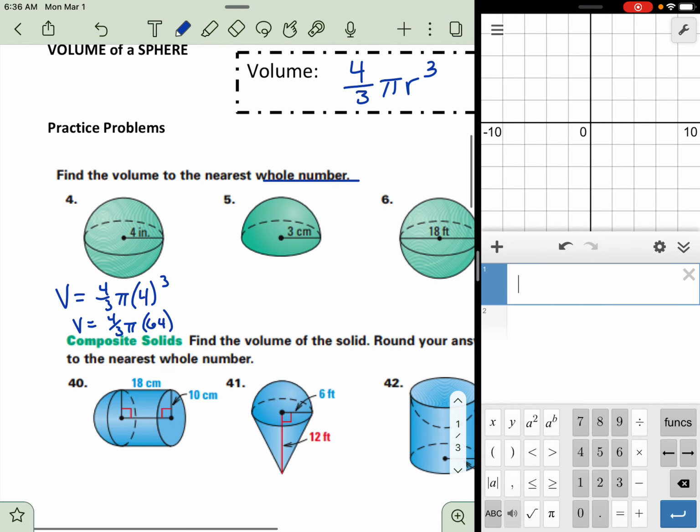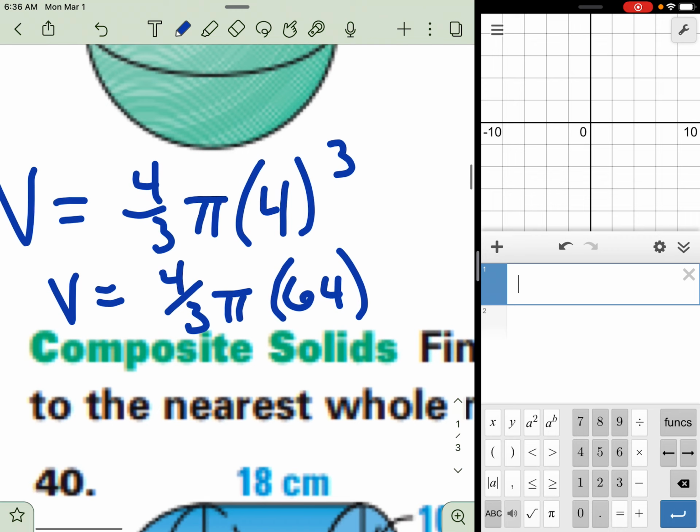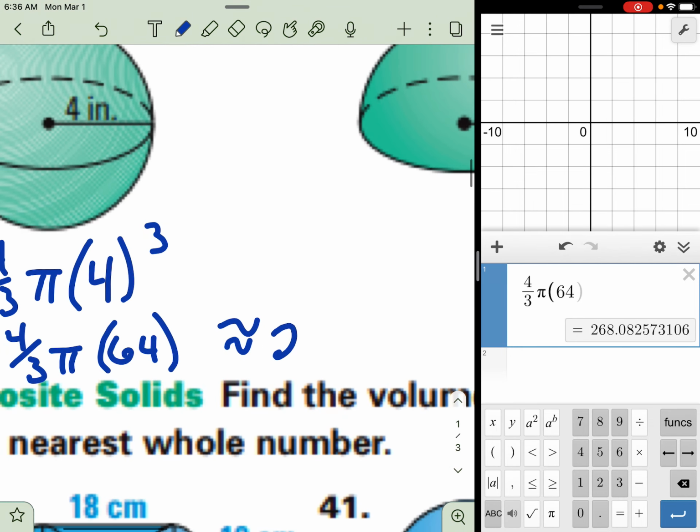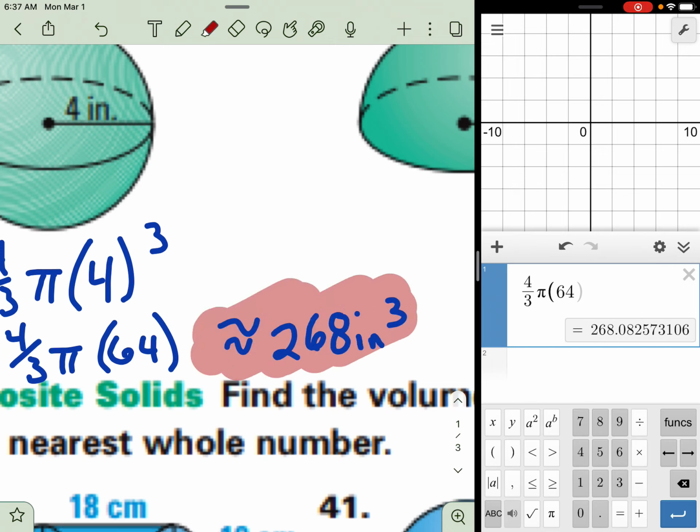And it says round to the nearest whole number, so that tells you we should actually multiply by pi anyways. So 4 divided by 3, pi, and then 64. And that gives us about 268 inches cubed as the volume of this sphere.